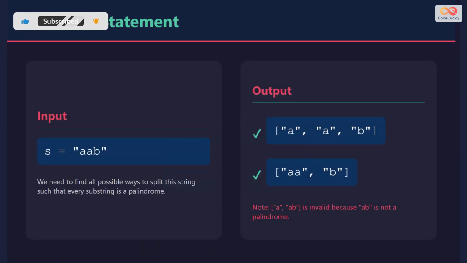Here is our specific challenge. Given an input string like aab, we need to return a list of all possible partitions where every single substring is a palindrome. In this case, one valid answer is a, a, b, because each of those parts is a palindrome. Another valid answer is aa and b. However, splitting it into a and ab is invalid because ab is not a palindrome.